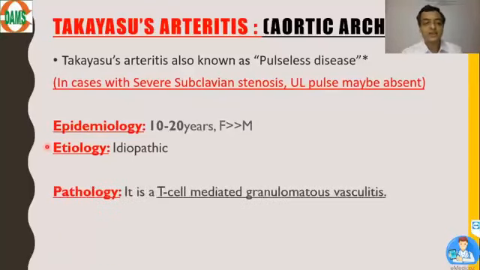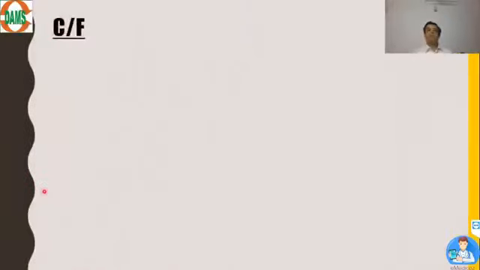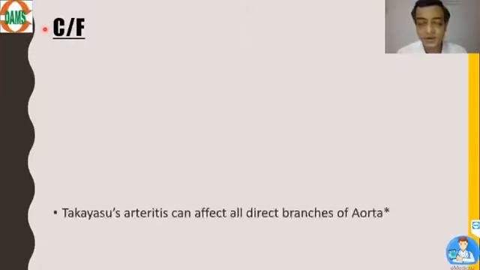Okay. The pathology, please recall from our first slide of the day. Pathology is a T cell mediated granulomatous vasculitis. Right? So a young female can present with Takayasu's disease. So what are the clinical features we want to know?